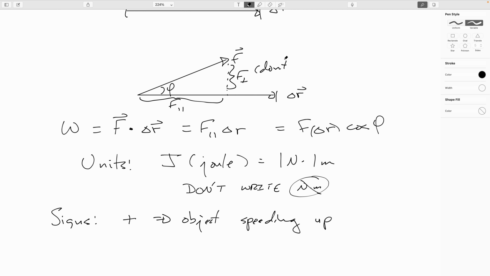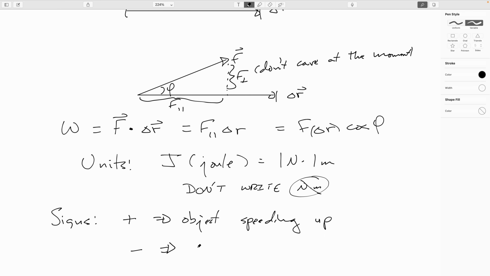We don't care about this at the moment. But remember, the bits of force that are perpendicular to displacement are responsible for changing direction. The bits that are parallel are responsible for changing speed. So for the dot product to be positive, this angle phi here has to be between 0 and pi over 2, or 0 and 90 degrees, to give us a positive cosine. So in that case, the force is being applied roughly in the same direction as the displacement, which means you'd be speeding up.